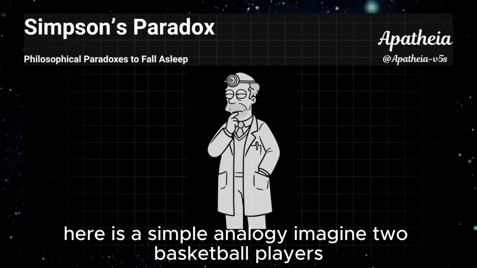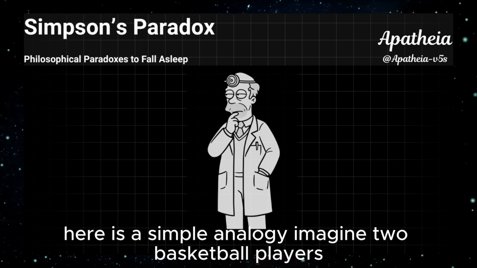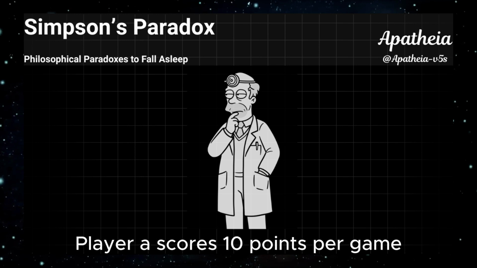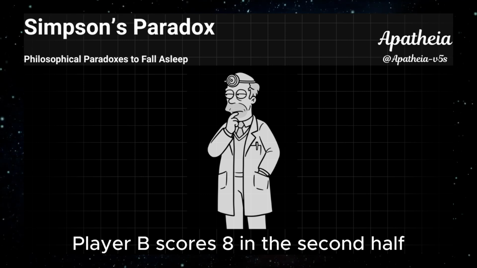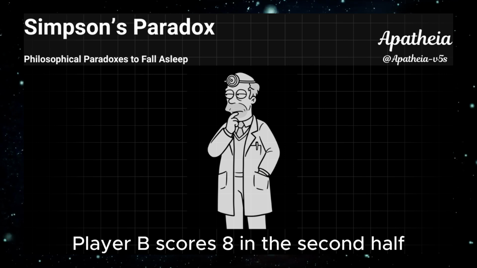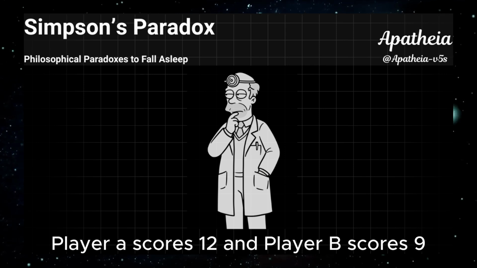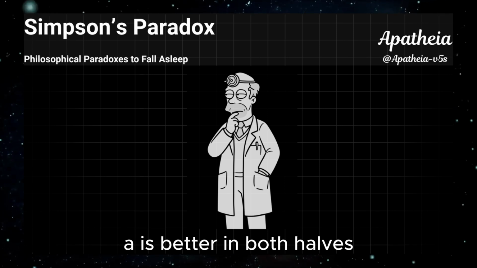Here is a simple analogy. Imagine two basketball players. In the first half of the season, player A scores 10 points per game, player B scores 8. In the second half, player A scores 12 and player B scores 9. A is better in both halves.